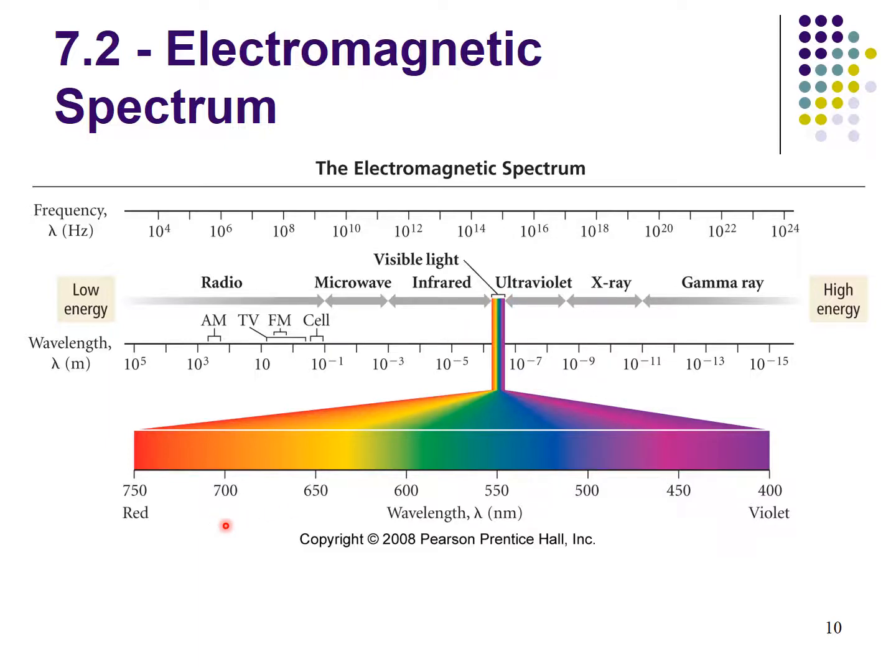So our visible light goes from 750 nanometers to 400 nanometers. So our eyes can only see 250 nanometers of difference of light. There's a lot of other light out there that we just can't detect.